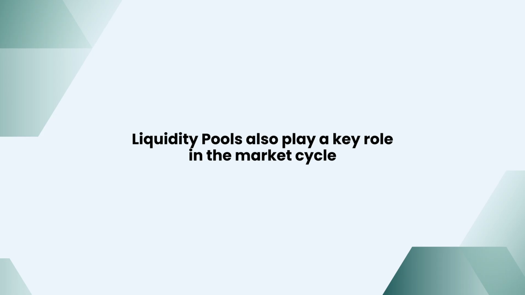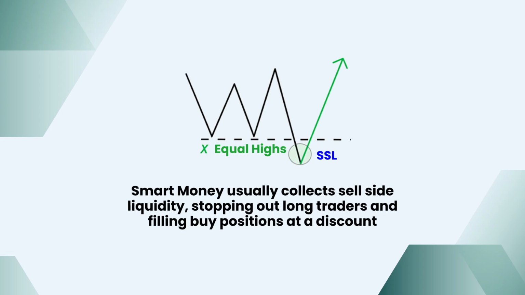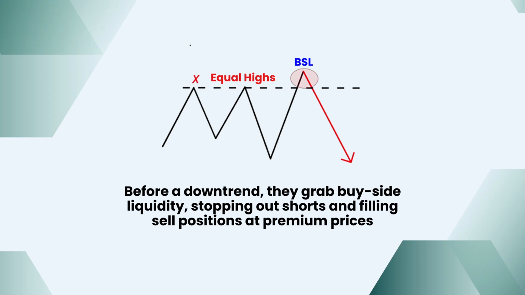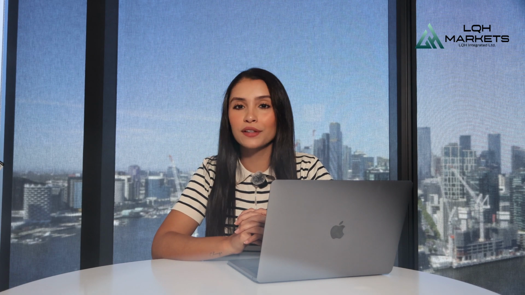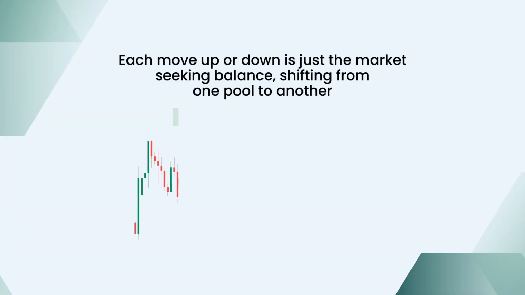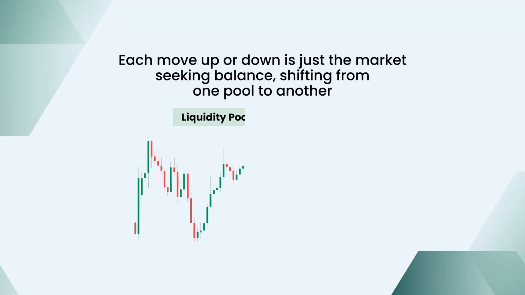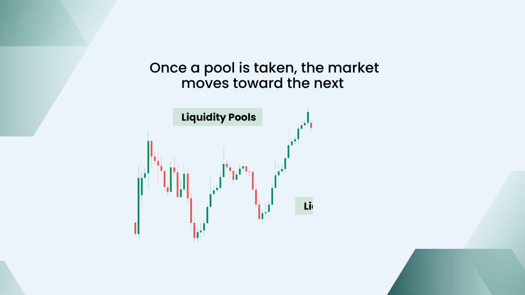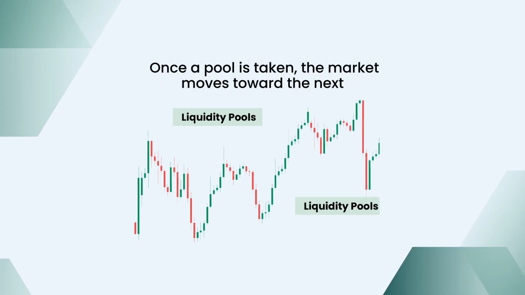Liquidity pools also play a key role in the market cycle. Before an uptrend, smart money usually collects sell-side liquidity, stopping out long traders and filling buy positions at a discount. Before a downtrend, they grab buy-side liquidity, stopping out shorts and filling sell positions at premium prices. You can think of liquidity as the heartbeat of the market. Each move up or down is just the market seeking balance, shifting from one pool to another. Once a pool is taken, the market moves towards the next.